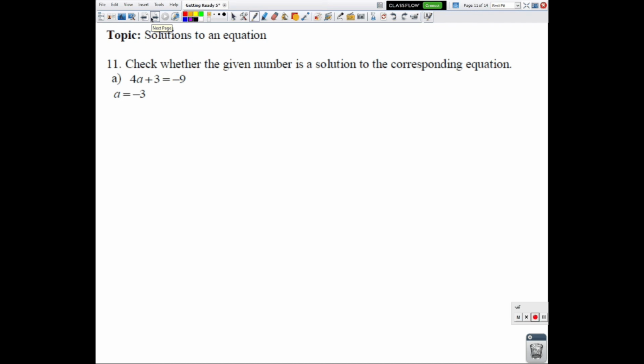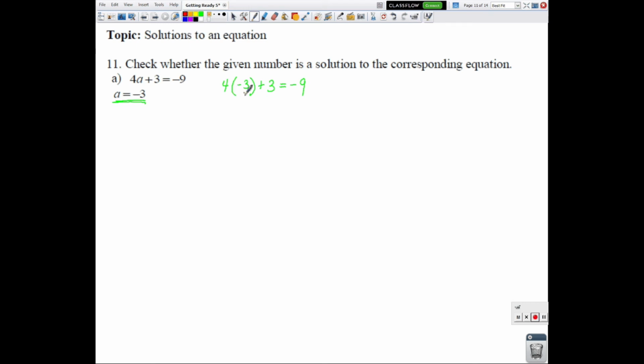Okay, number 11 has 4 parts to it, but the directions say we are to check whether or not the given value is the solution to the equation. So for 11a, we are given that a is equal to -3. We will substitute -3 into the equation everywhere we see the variable a, and just simplify both sides of the equation until we're left with either two numbers that are equal, indicating it's a solution, or two different numbers indicating it is not a solution.